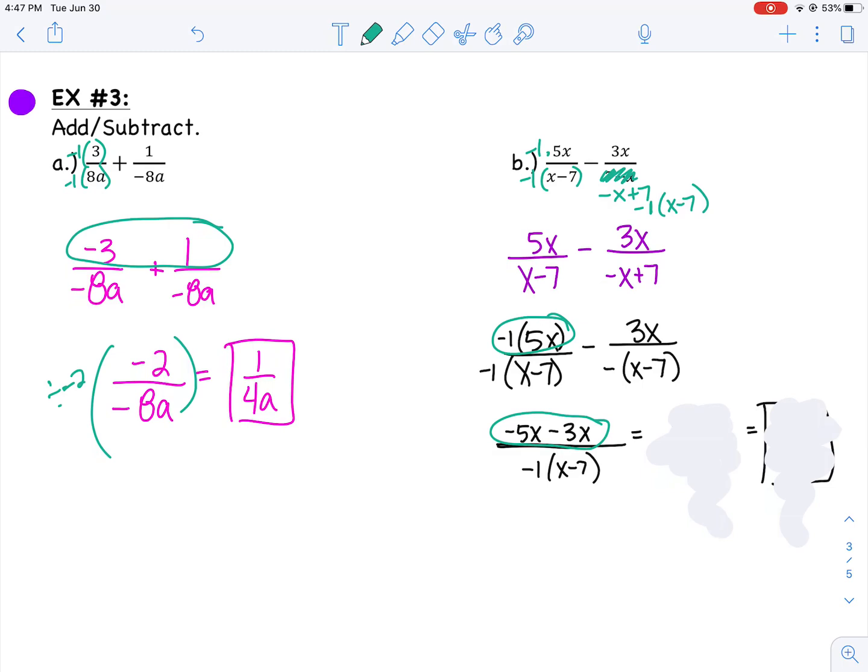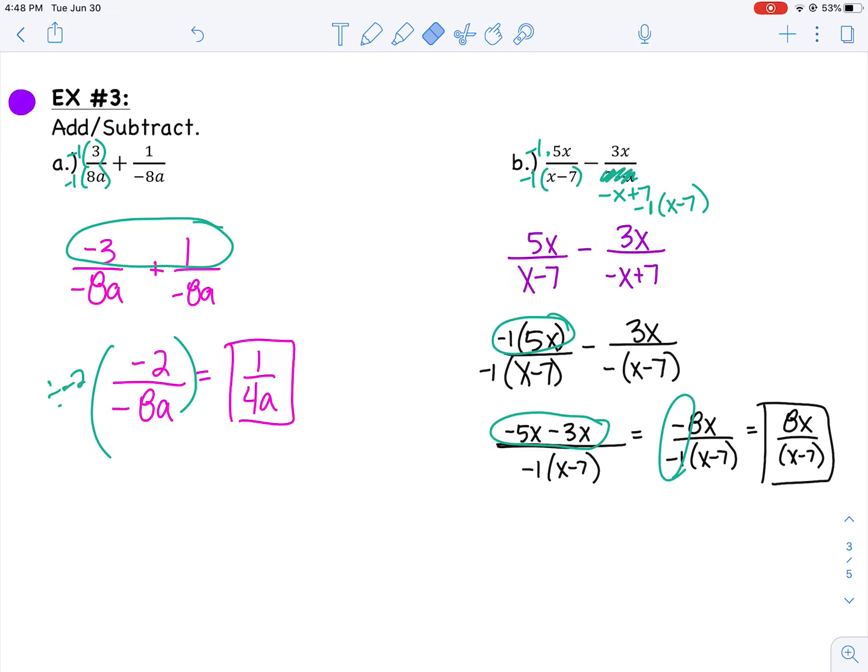All right, here we go. It looks like those top terms are like terms. The negative 5x and the negative 3x really can be combined into a negative 8x, right? And it looks like I can divide each of these terms, these two negatives can make me a positive. I can divide both of them by a negative 1, can't I? They're not connected with a plus or minus sign. So it looks like I can reduce my answer into a positive 8x over an x minus 7.